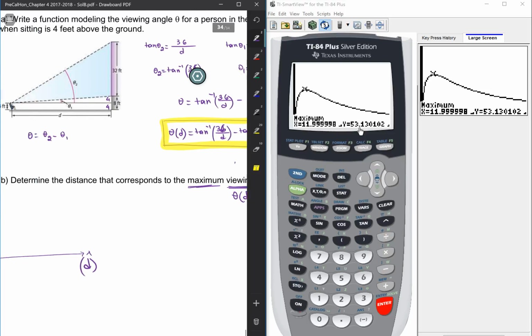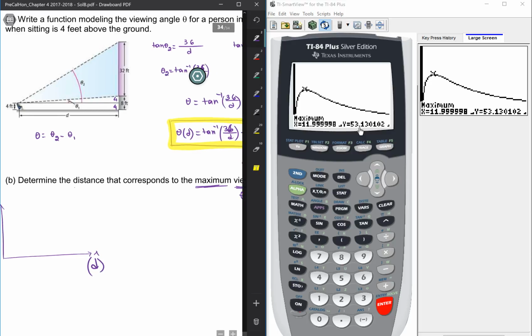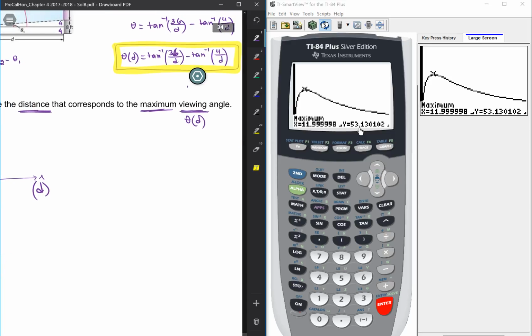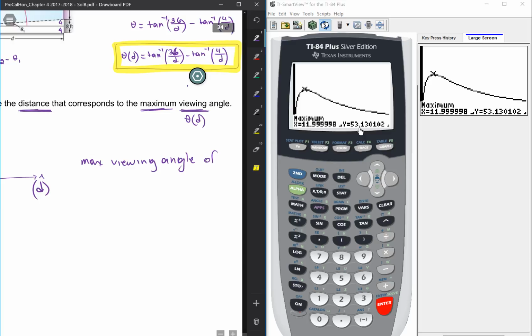It says determine the distance that corresponds to the maximum viewing angle. So the maximum viewing angle of 53.1 degrees is achieved when sitting 12 feet away from the screen.